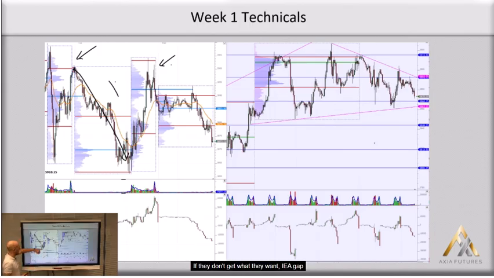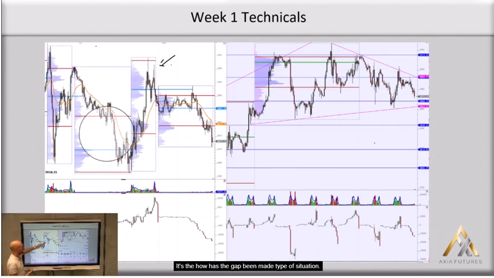If they don't get what they want, i.e. a gap and a continuation down, they'll give up. Equally, anybody who was thinking about buying it, when they don't see follow through of sellers, can then go, okay, this looks like a good buy, and back up it goes and fills the gap.